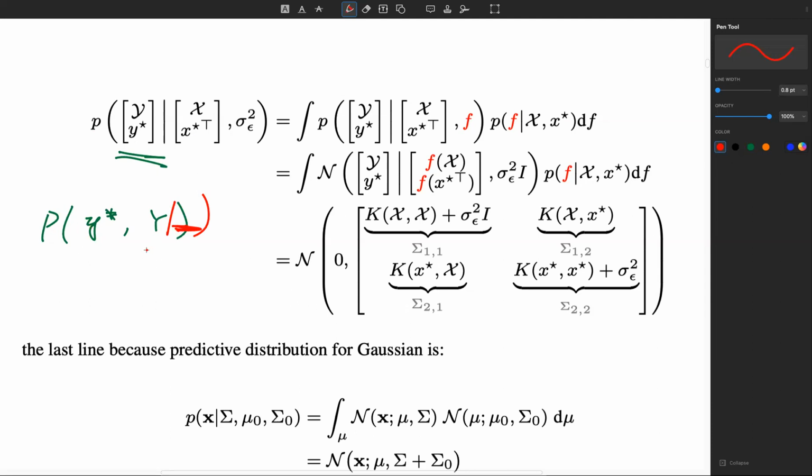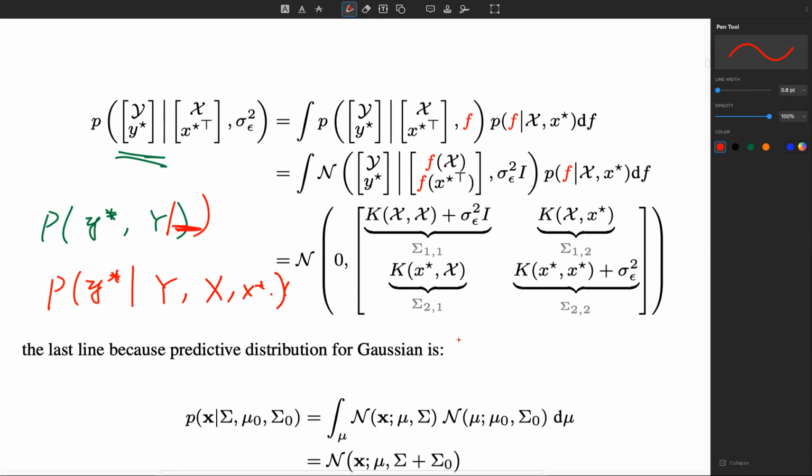Because once I write this down, which quantity are you interested in? Are you interested in the joint density of the prediction and the training? No, what are you truly interested in? You are interested in the conditional density, right? So given my training data, what's my prediction? Again, I omit the x and x star and all the other stuff here, but you get the idea.